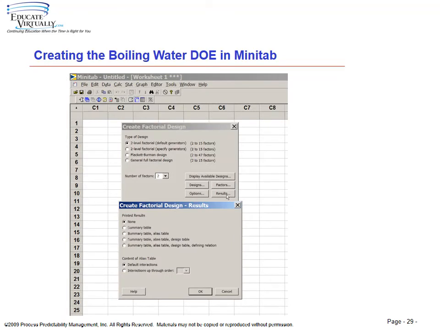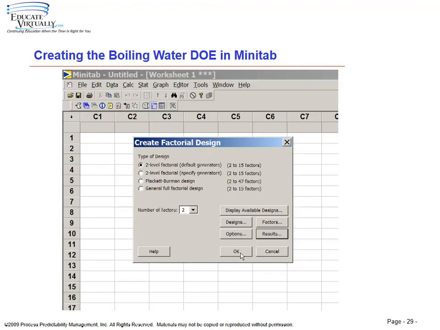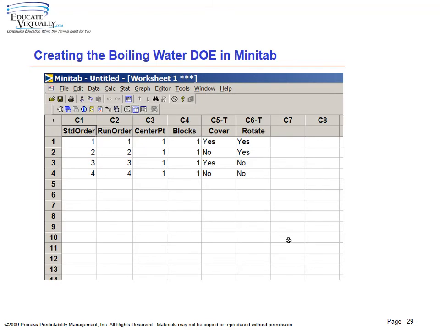Next, we have results. We don't need any printed results, but we would like to have the default interactions. We're ready to generate the design. So click OK, and it'll put it into a worksheet. So here's what the design looks like. We have 4 experimental runs. The run order is the same as the standard order. We didn't randomize. We're going to cover and rotate. Those are our 2 factors. And you can see the 4 possible combinations that we have of the 2 factors at the 2 level settings.